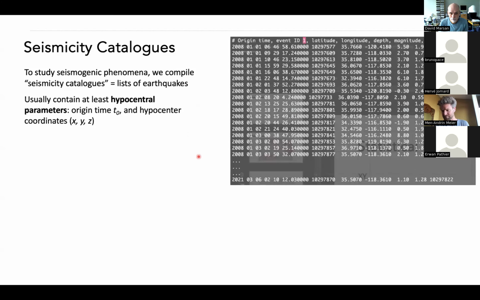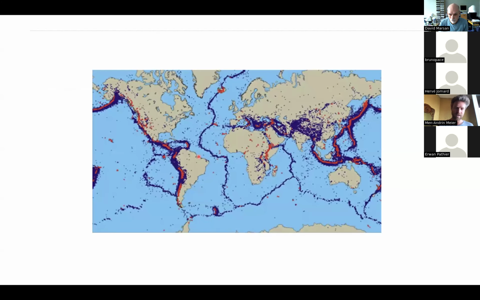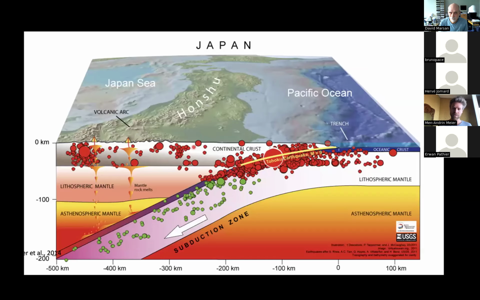To study seismogenic processes, we make seismicity catalogs, which are essentially just lists of earthquakes, and then we can analyze them. So, for example, if we take a global earthquake catalog, then we see right away, as you all know, the plate boundaries. We see where the subducted plates go under the ocean, and we see, for example, in the Tohoku quake, all sorts of different processes like intraplate quakes, volcanic associated quakes, and so on.